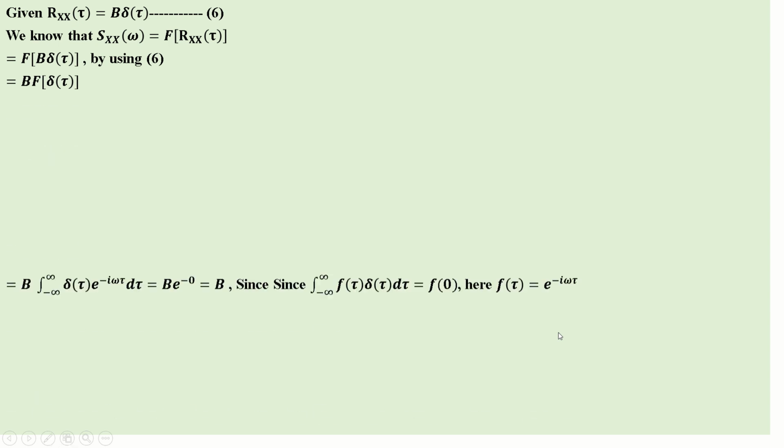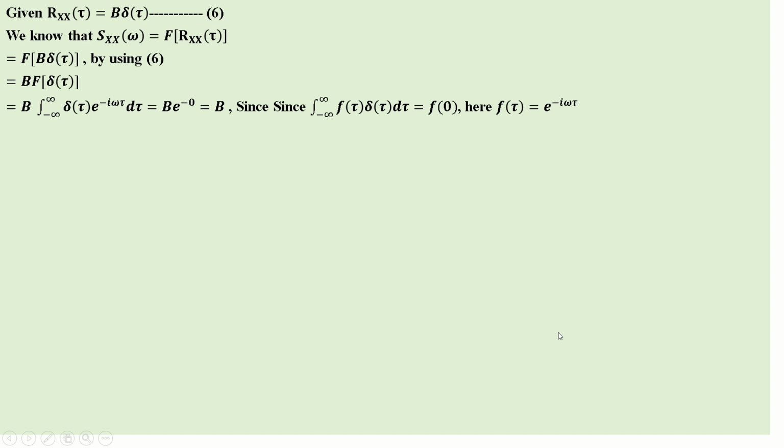Now Rxx of tau is given, that is equal to b into delta of tau. That is equation number 6. We know Sxx of omega is equal to the Fourier transform of Rxx of tau. So the Fourier transform of b delta of tau. b is a constant, take it outside, b into the Fourier transform of delta of tau.